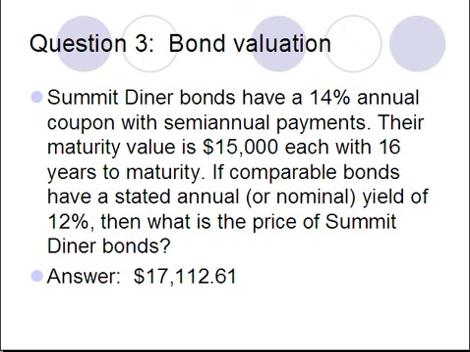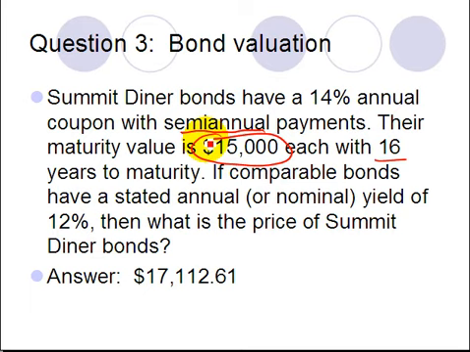This example is a very simple bond valuation problem. The only thing that makes it a little bit more complicated than what you're probably used to is the fact that these particular bonds, which are 16 years to maturity and semi-annual, each have $15,000 as the face value rather than the $1,000 that you're probably used to for every bond.